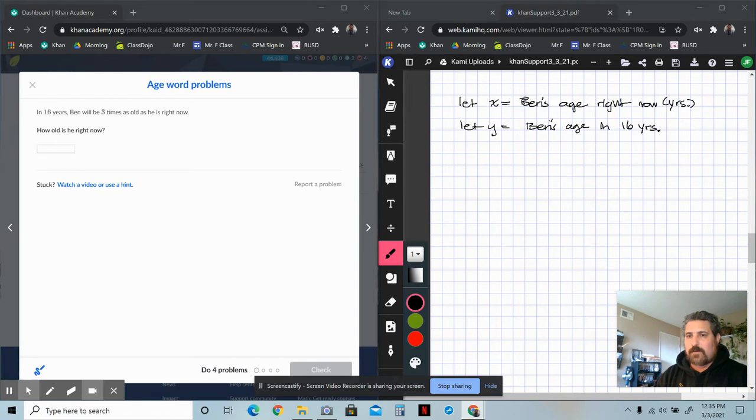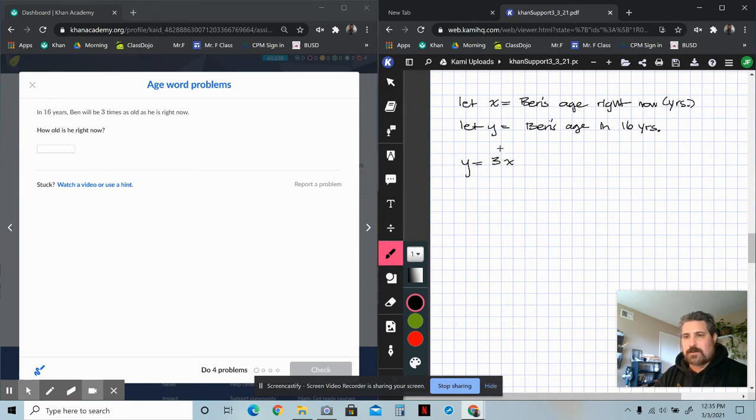So let's write that out. We have our variables here. Let X equal Ben's age right now in years. Let Y equal Ben's age in 16 years, all right? So we know that Y must be equal to, in 16 years, Ben will be 3 times as old as he is right now. So how old will he be in 16 years? It will be 3 times as old as he is right now. So basically, you're looking at Y equals 3x, right? Where his age right now times 3 equals his age in 16 years. All right? So that's the first equation we have, Y equals 3x, right?